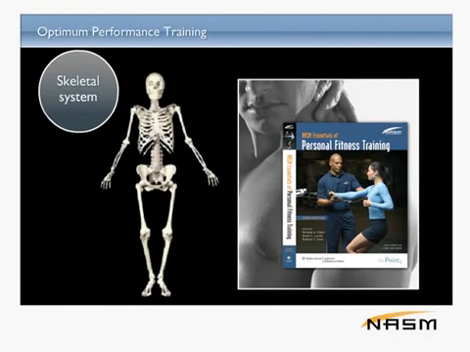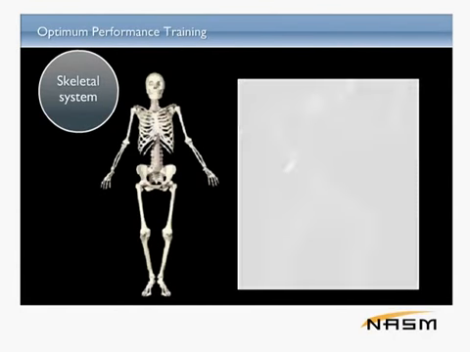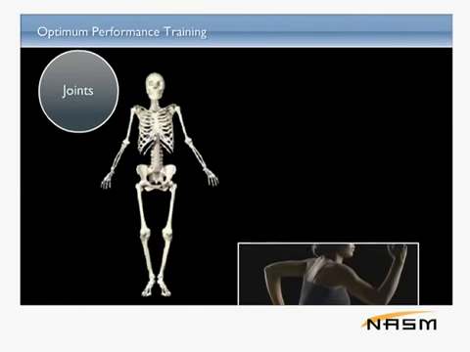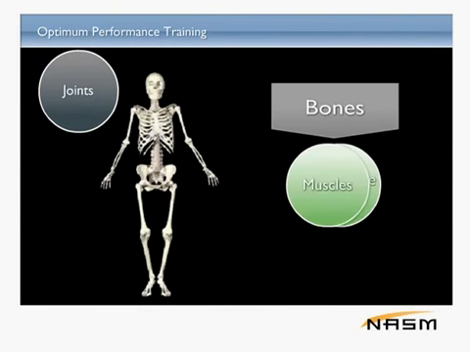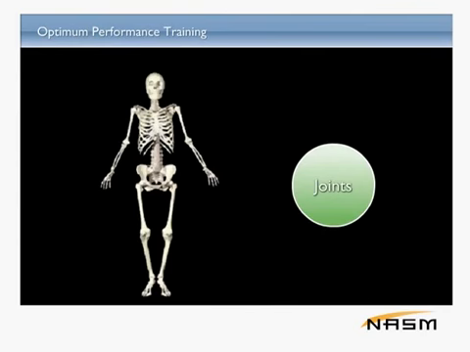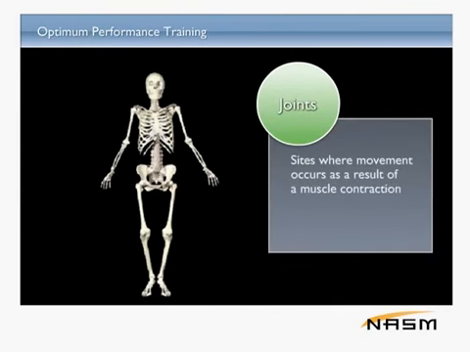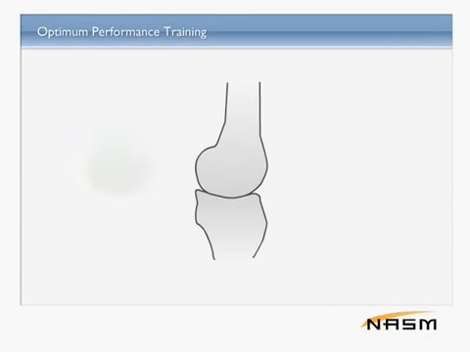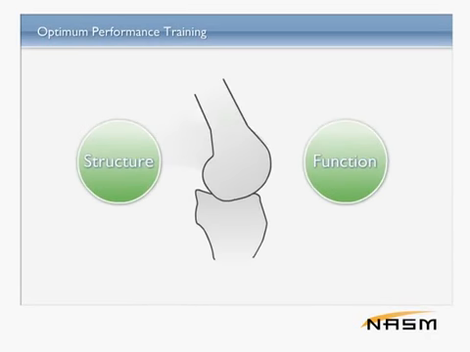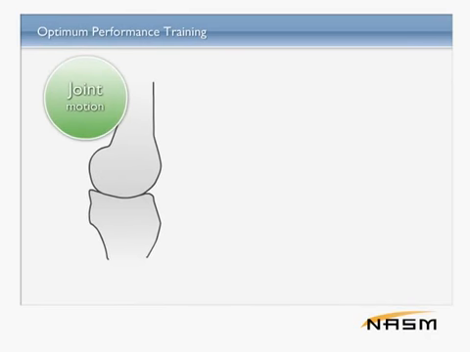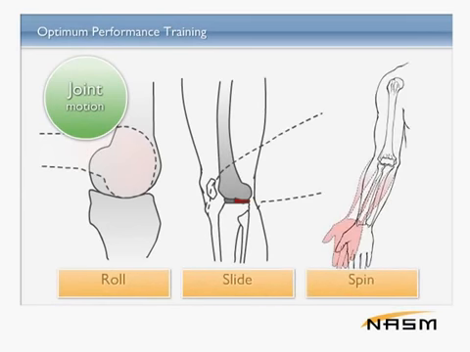For the sake of this lesson, we'll review the role the skeletal system plays in human movement. This role comes in the form of joints. Bones form junctions that are connected by muscles and connective tissue. These junctions are known as joints. Joints are the sites where movement occurs as a result of muscle contraction. Joints can be categorized by both their structure and their function, or the way they move. Joint motion is referred to as arthrokinematics, with the 3 major motion types being roll, slide, and spin.